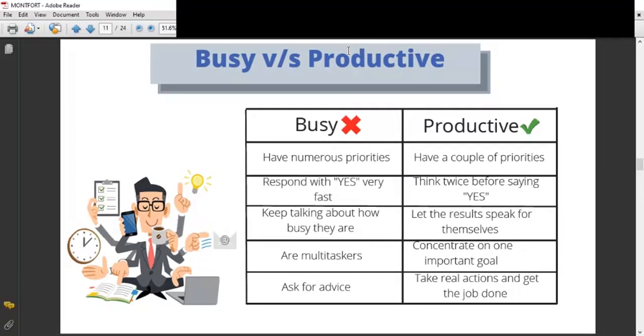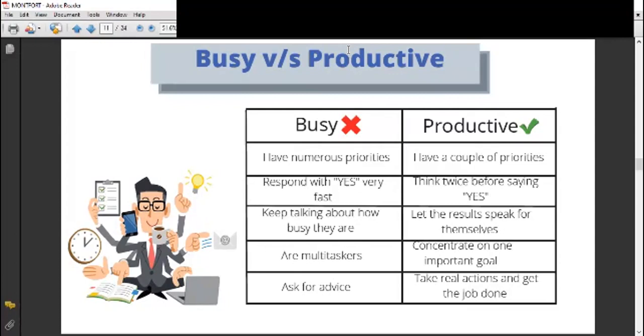But when we ask, okay, what are you busy with, then a big question mark appears on the face of that person, because he or she doesn't know what they are doing. So busy means having numerous priorities. They have so many priorities, but at the end of the day, nothing is done because they're not planned. They don't know what they have to do in a planned or systematic way. Now, a productive person doesn't indulge in so many activities at a time. They have a couple of priorities and they know how to use the time and how to work on it.